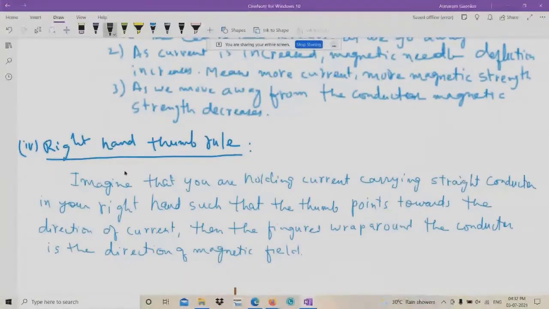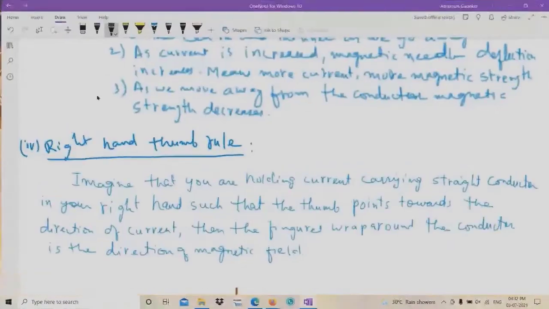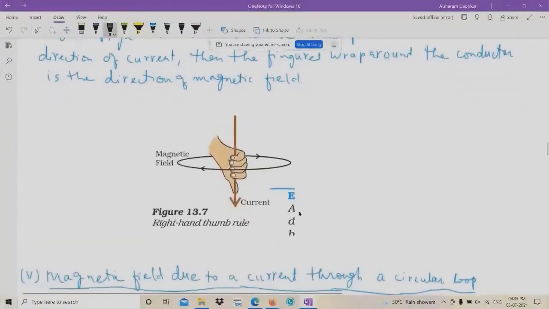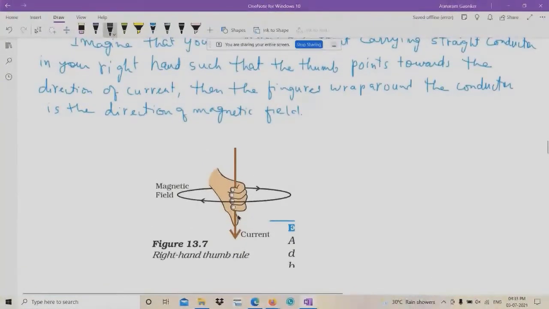Yes, let me come back. That direction is given by the right hand thumb rule. What is the right hand thumb rule? In your right hand, you have to take a conductor carrying a current. When you hold the conductor carrying a current with your thumb in the direction of the current, then your fingers wrap around and give you the direction of the magnetic field.